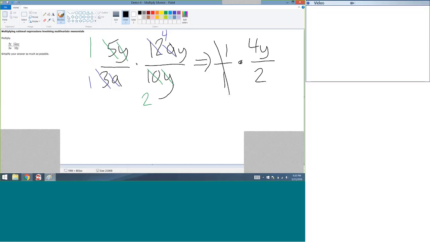So 1 times anything is just going to be itself. So we don't really need to worry about that so much. And then we do have another reduction here. 2 goes into 4 2 times. So we end up with 2y. Is everyone comfortable with that before I put the practice?